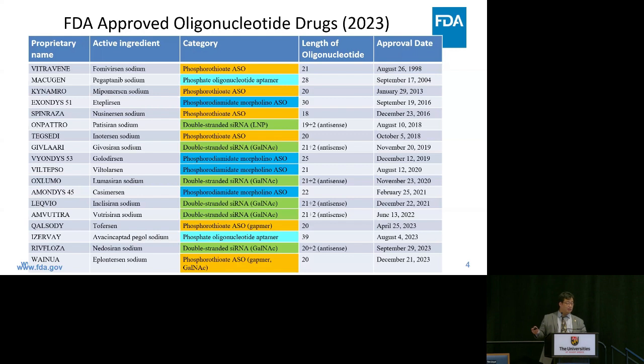You can also see some of the varying lengths of the oligonucleotides here in this chart. I think these slides will all be available on the CRCG website, so don't focus too much on looking at the material, but you can see they're around the 20s, usually, as far as the length of oligonucleotides. And the approval dates range from 1998 all the way to 2023. And you can see there's a lot more recently, over the past decade.